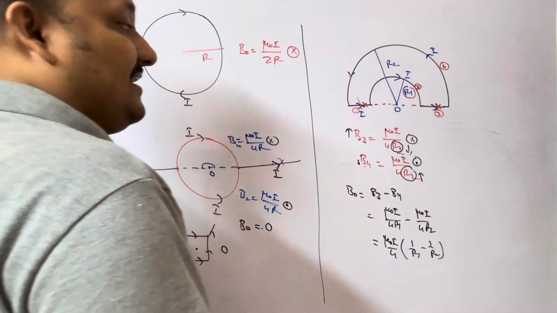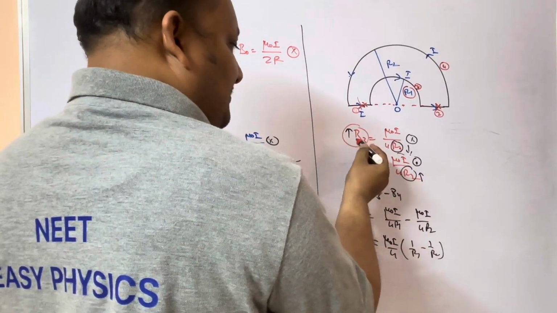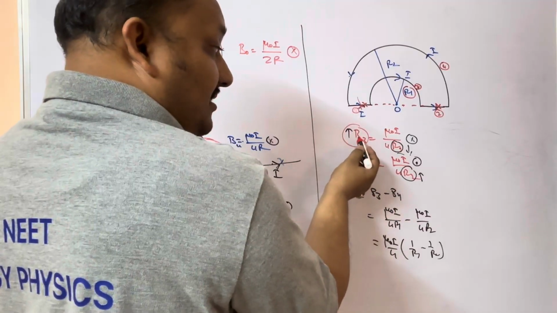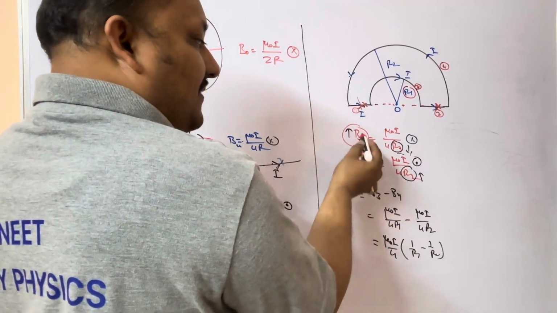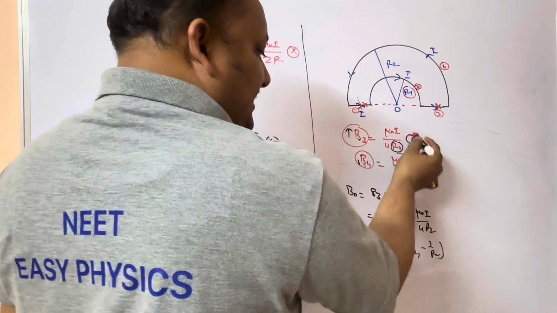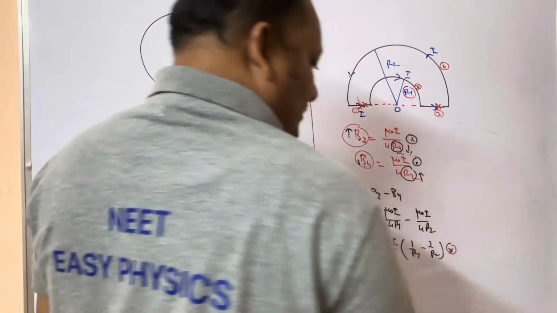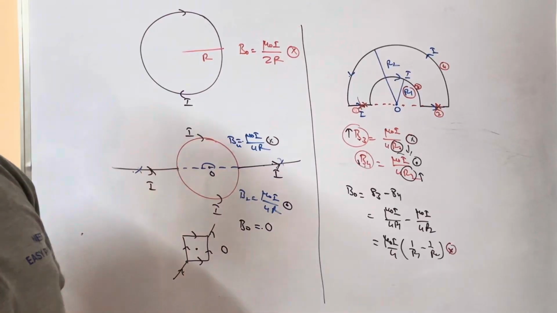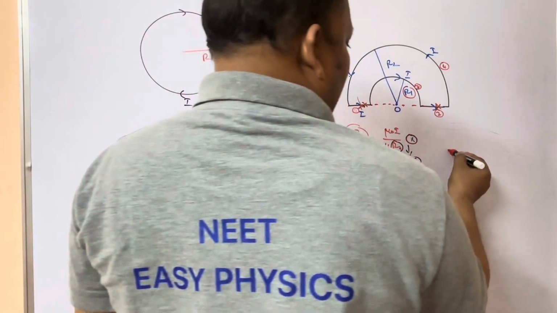What is the resultant direction? Here B3 is higher, and we have subtracted B4 from B3. Therefore, the resultant direction is that of B3, into the board. Whichever is higher, that direction you have to take. Understood? So, the same diagram they can give you like this.